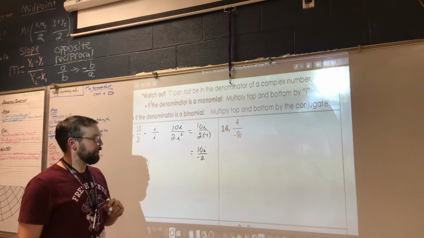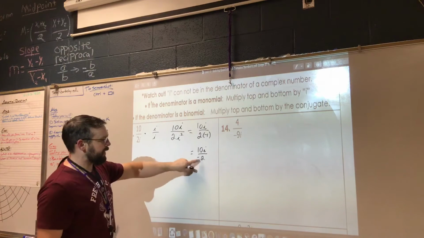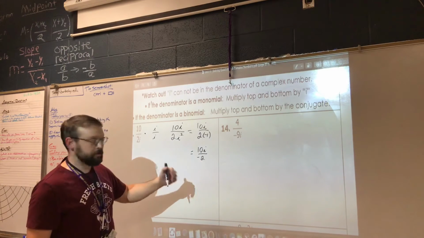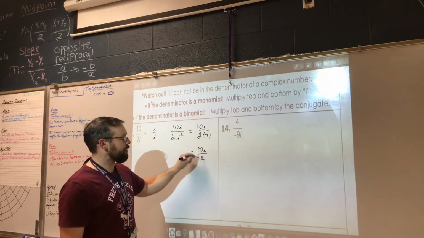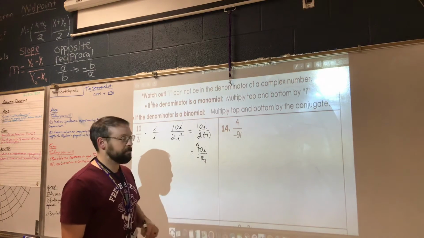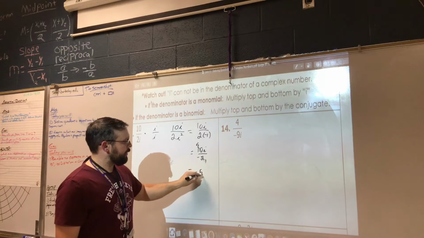Before I circle this and move on, I want to make sure that these cannot be reduced. In this case, it actually can. 2 will go into both of these: 10 divided by 2 is 5, and 2 into itself once, leaving me a negative 5i.